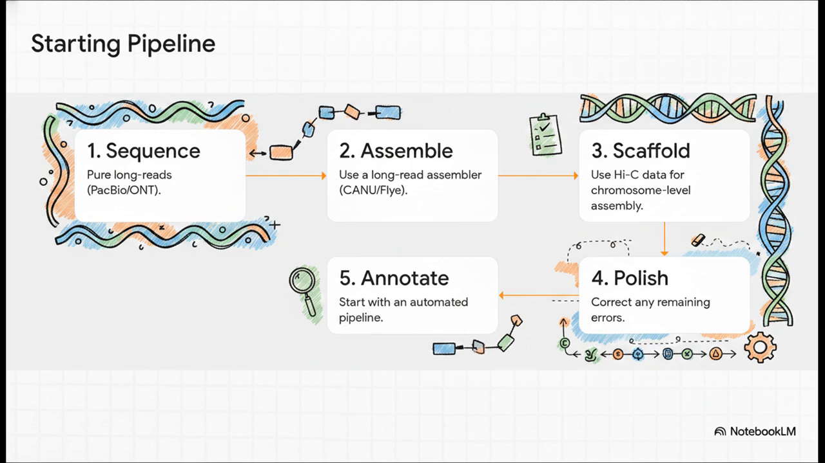Then comes the real game changer. You use Hi-C data to scaffold. This tech actually tells you which bits of the genome are physically close to each other inside the nucleus, letting you stitch your contigs into full chromosomes. After polishing out any last errors, you can kick off the annotation. It's a modern, powerful, and proven approach.